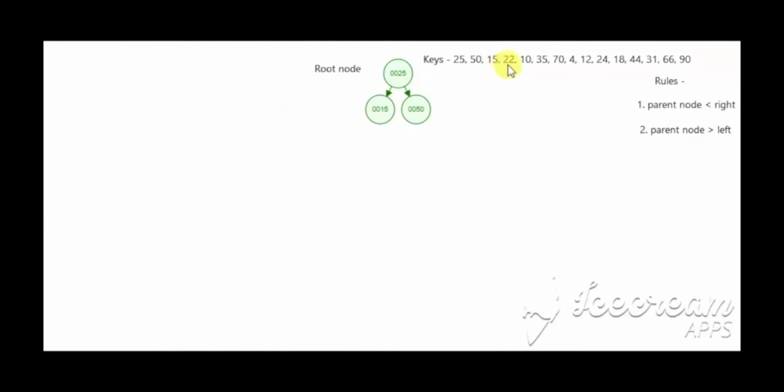Our next element is 22. Here 22 will compare first with 25. 22 is less than 25, so it will go left. Then 22 will compare with this 15 node. Obviously 22 is greater than 15, so it will be located on the right of 15.